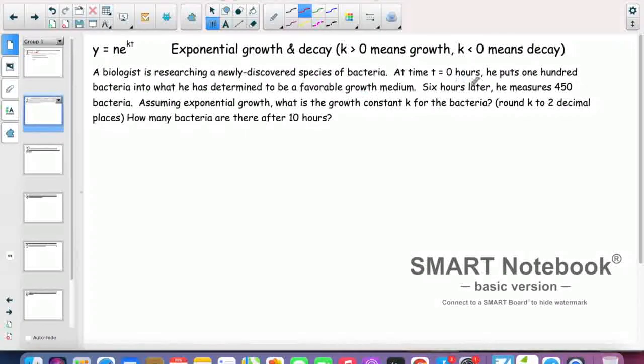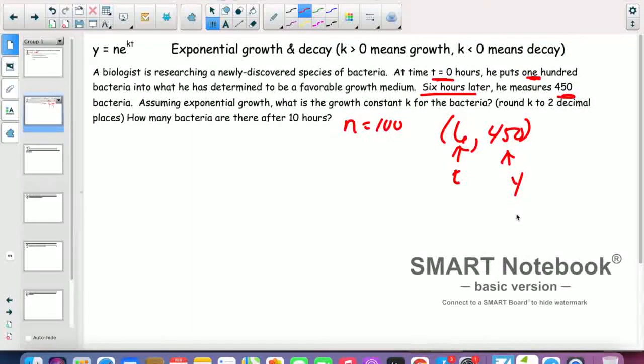Okay, so our initial time at t equals 0, he put 100 bacteria into the dish. So that would be our n value. So for this problem, n is 100. It says 6 hours later, he measured 450 bacteria. That's an ordered pair, 6, 450. Now, your 6 is your unit of time. Your 450 would be the amount after 6 hours. Assuming exponential growth, what is the growth constant k for the bacteria?